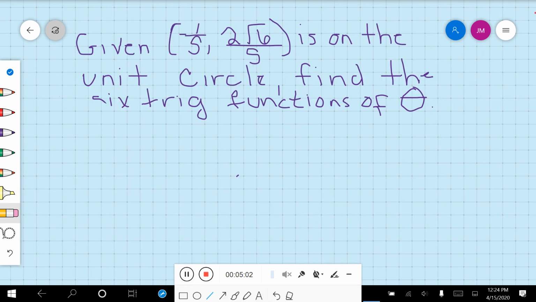So let's look at our first example here. It says, given the point negative 1/5, comma, 2 root 6 over 5 is on the unit circle, find the 6 trig functions of theta. Oh, that looks like it got erased a little bit. So the first thing we have to understand is what is theta. So I'm going to go ahead and give myself a coordinate plane right here.